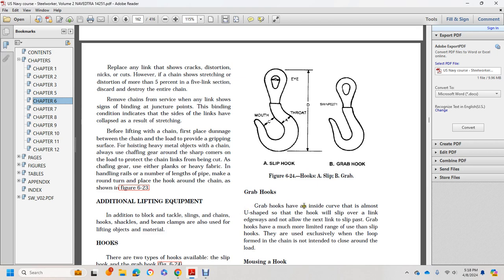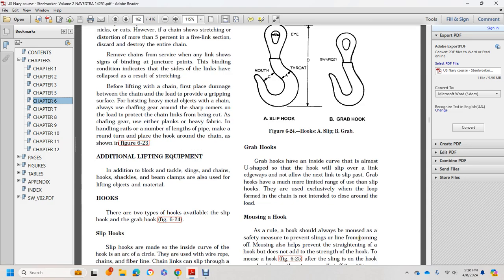Now, grab hooks. Grab hooks have the inside of the curve almost U-shaped, so the head of the hook will slip over the link edgewise, but not allow the next link to slip past. Grab hooks have a more limited range than slip hooks. They are used extensively when loops are formed in a chain that are not intended to close around the load.